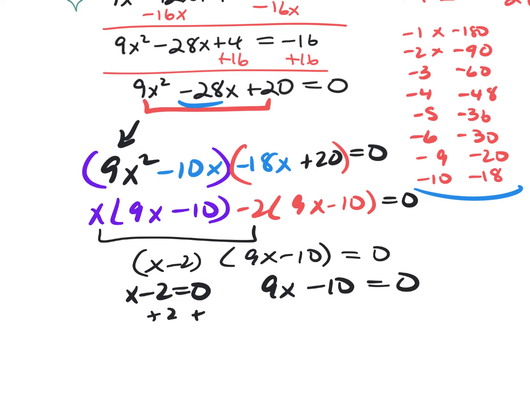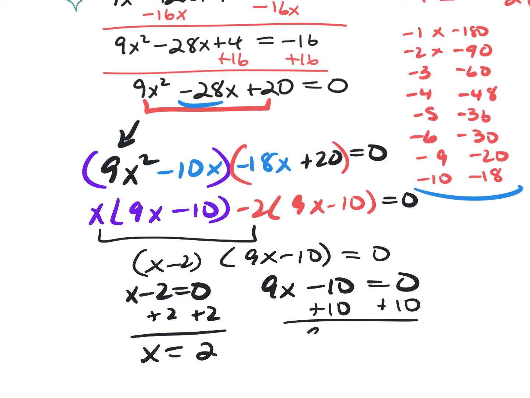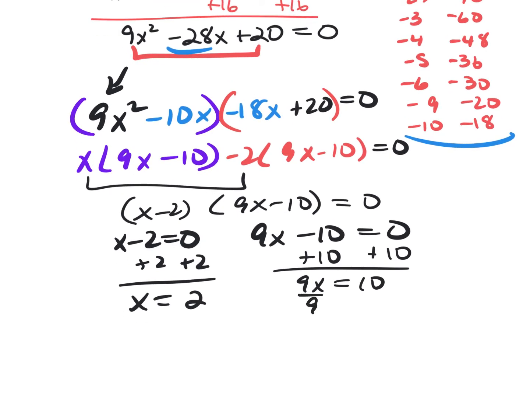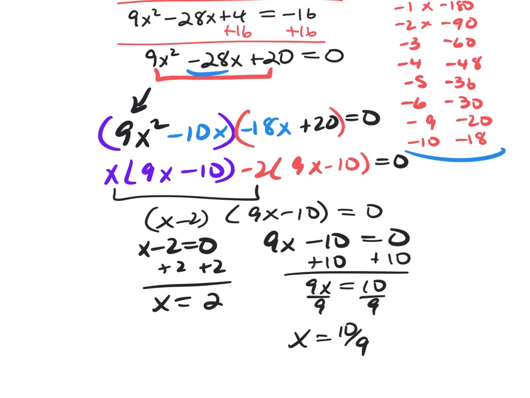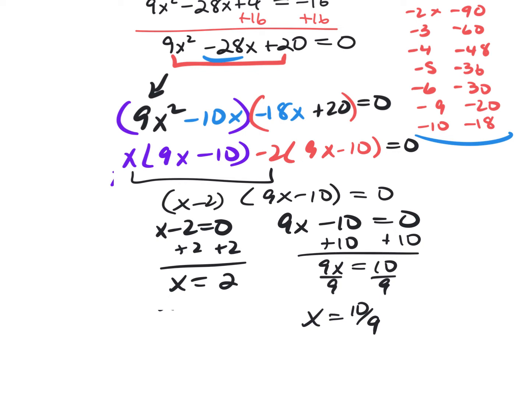Add 2. First answer potentially is x equals 2. And then the second one, add 10. Then divide by 9. And x equals 10 over 9. Now, if you're good at guessing and testing, and you just wanted to try to take the factors of 9 and the factors of 20 that FOIL together, you could have skipped the factor by grouping.